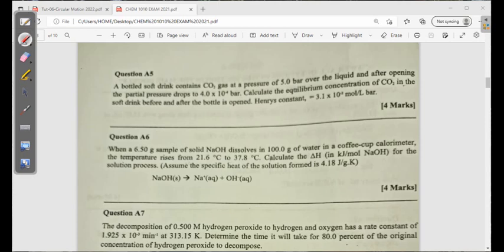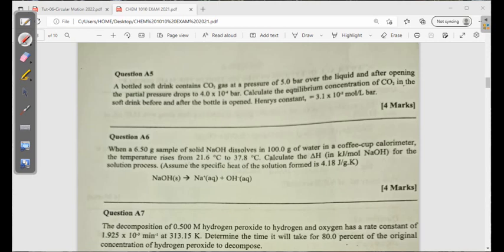Now question A6. When a 6.50 gram sample of solid sodium hydroxide dissolves in 100 grams of water in a coffee cup calorimeter, the temperature rises from 21.6 degrees Celsius to 37.8 degrees Celsius. Calculate the enthalpy change in kilojoules per mole of sodium hydroxide for the solution process. Assume the specific heat capacity of the solution is 4.18 joules per gram Kelvin.